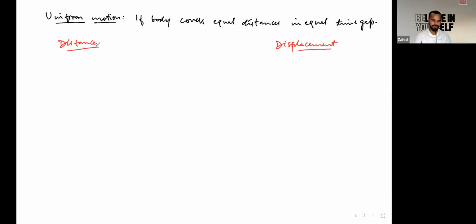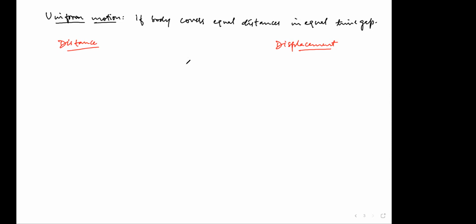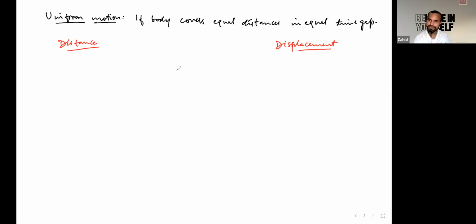Mariam, what do you mean by these two terms, distance and displacement? Sir, distance is the length of the path covered by an object in a particular interval of time. Distance is the total length, and displacement is the shortest path. Okay, good.